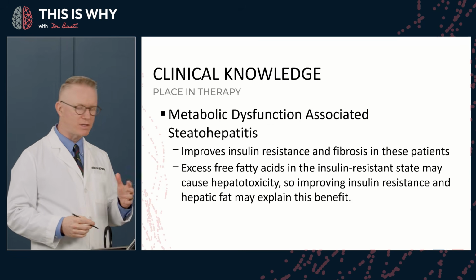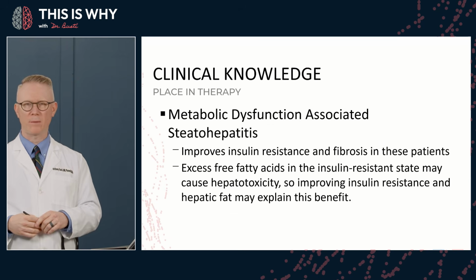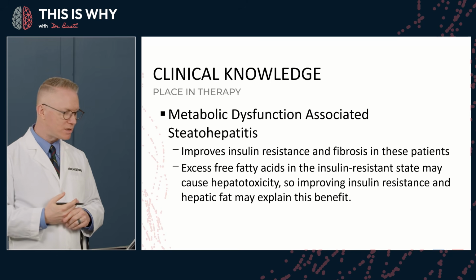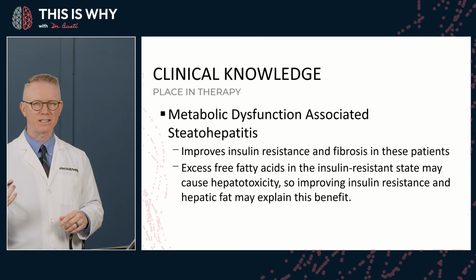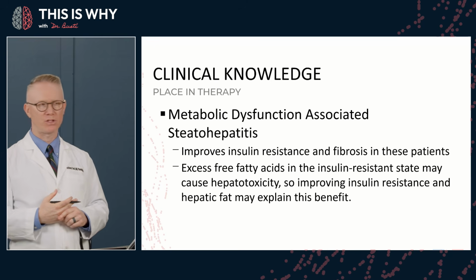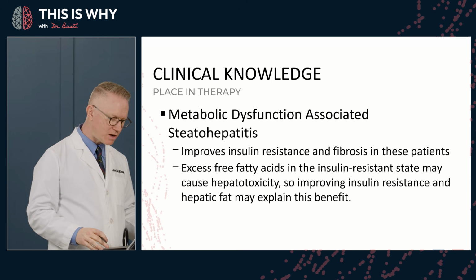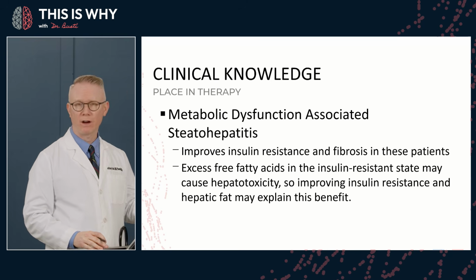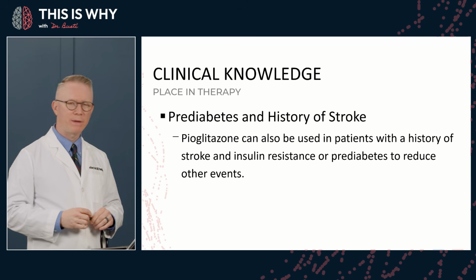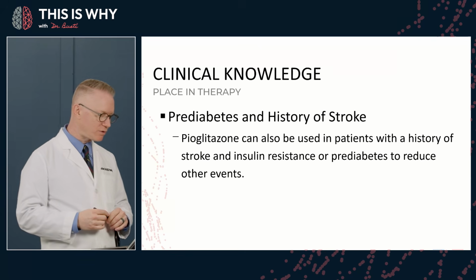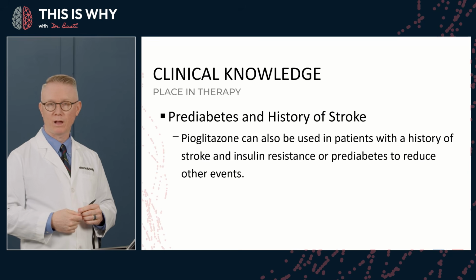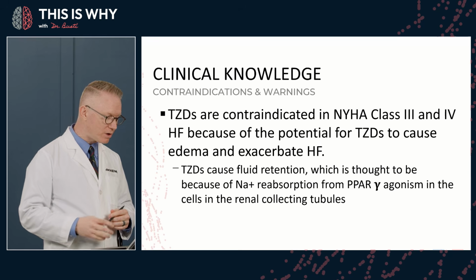So maybe MASH and type 2 diabetes, those are your 2 main things, right? So metabolic dysfunction associated with steatohepatitis. There's some improvement in insulin resistance and fibrosis. Again, excess fatty acids, insulin-resistant states create some of the irritation, inflammation of the hepatocytes that cause more problems, eventually scarring, right, that leads to dysfunction. Prediabetes in patients also with a history of stroke. This has been something where these have been able to maybe be a place for Pioglitazone.